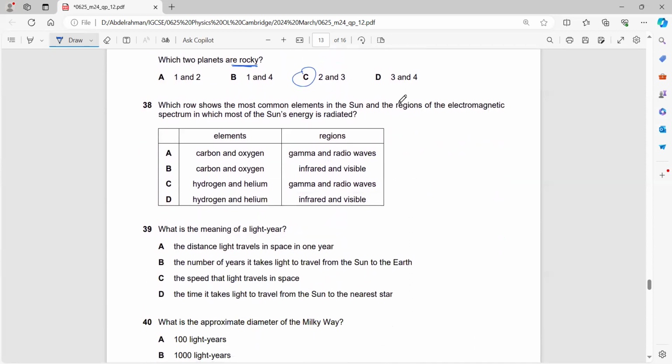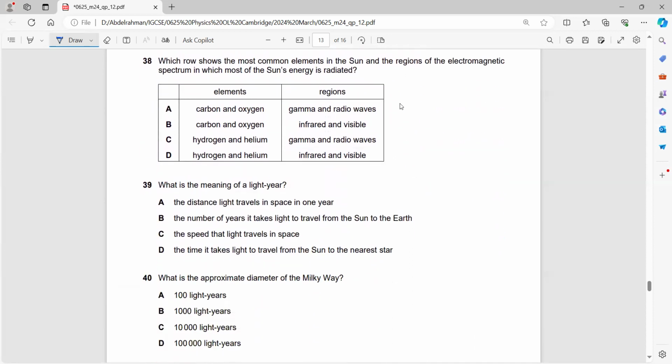Which row shows the most common elements radiated by the sun and electromagnetic spectrum? The most common elements are hydrogen and helium. The regions of radiation are infrared and visible light. What is a light year? It is the distance traveled in space in 1 year. What's the approximate diameter of the Milky Way? 100,000 years.